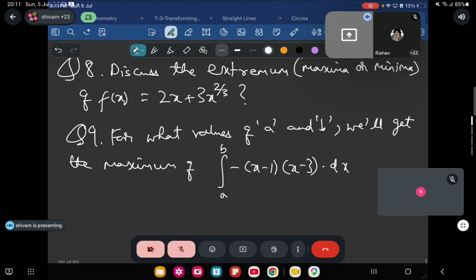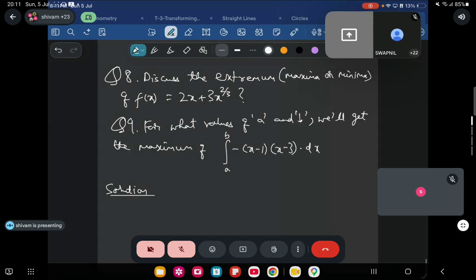Discuss the extremum of f of x equal to 2x plus 3x to the power 2 by 3. Pay attention, everyone. So what is f dash x? Okay, we have to check the variation of sign around it. Okay, let us see, everyone.